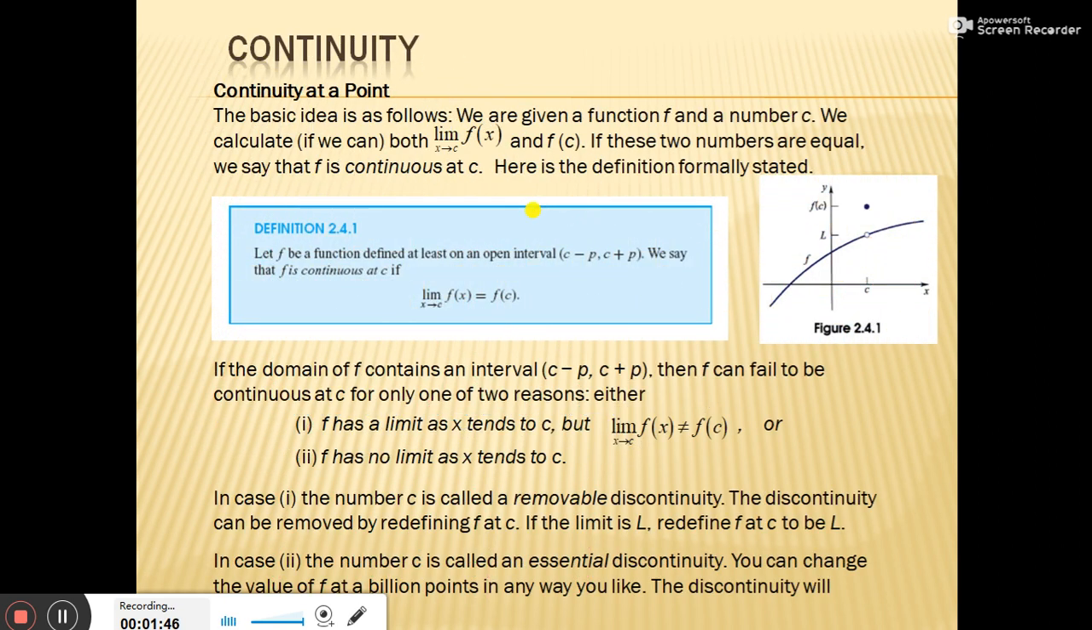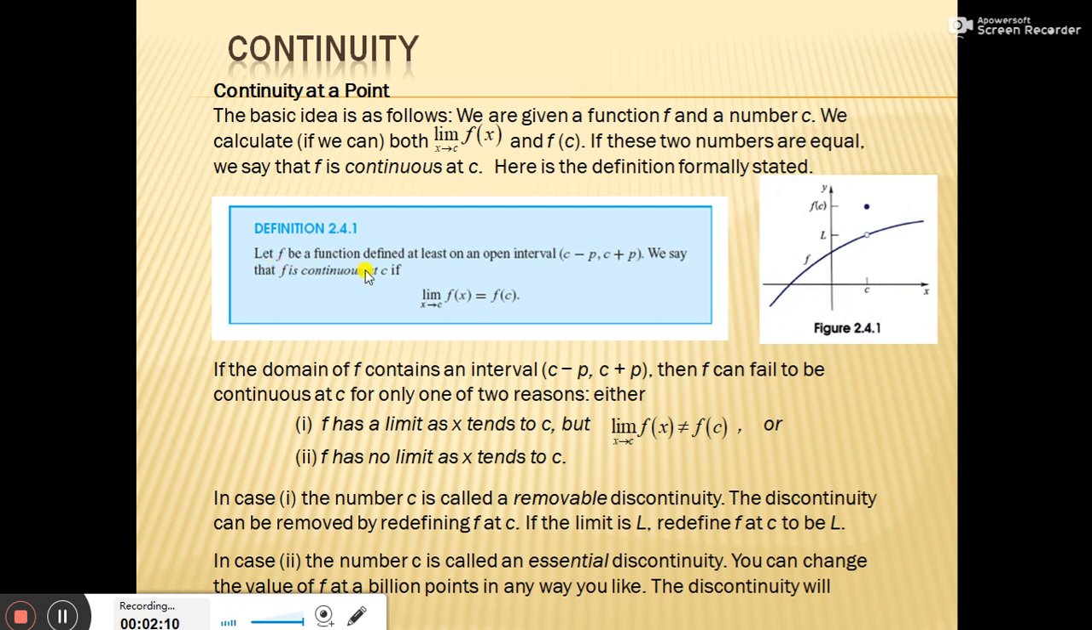Now we have continuity at a point. For continuity at a point, we find the limit as x tends to c of f(x) and f(c). If both these values are equal, then the function is continuous. This is the analytical method to find the continuity of a function. And now we have to define this.